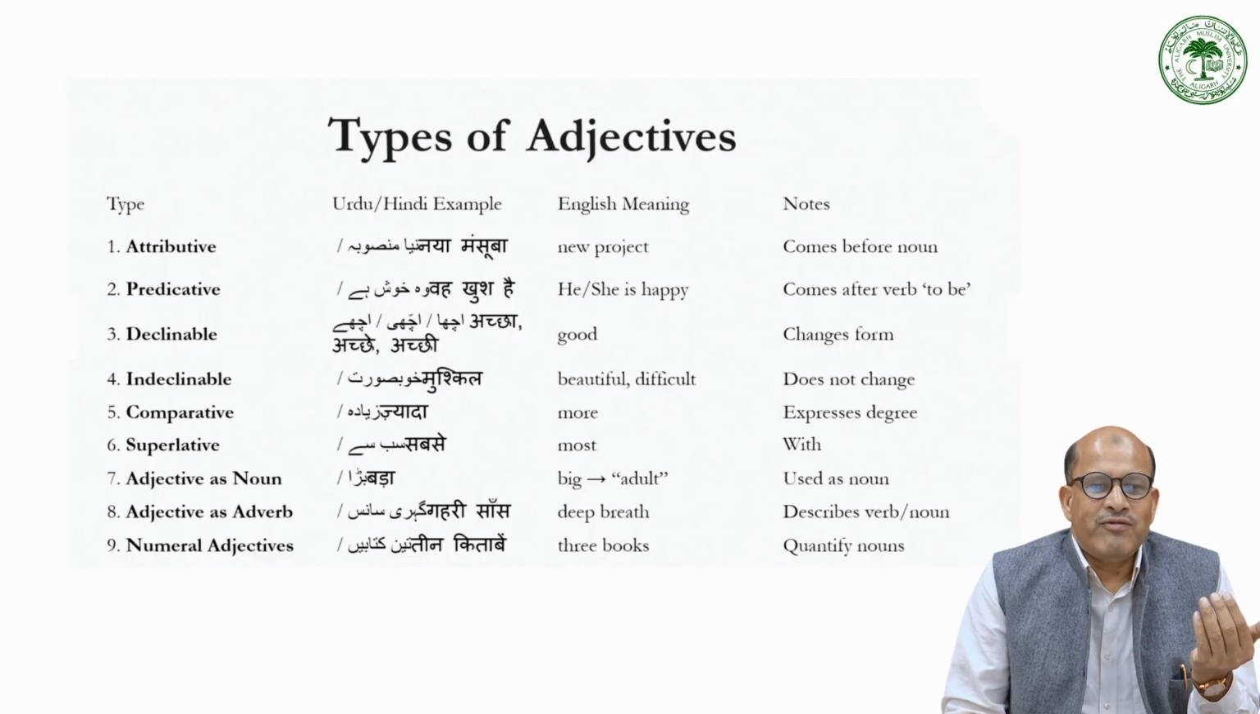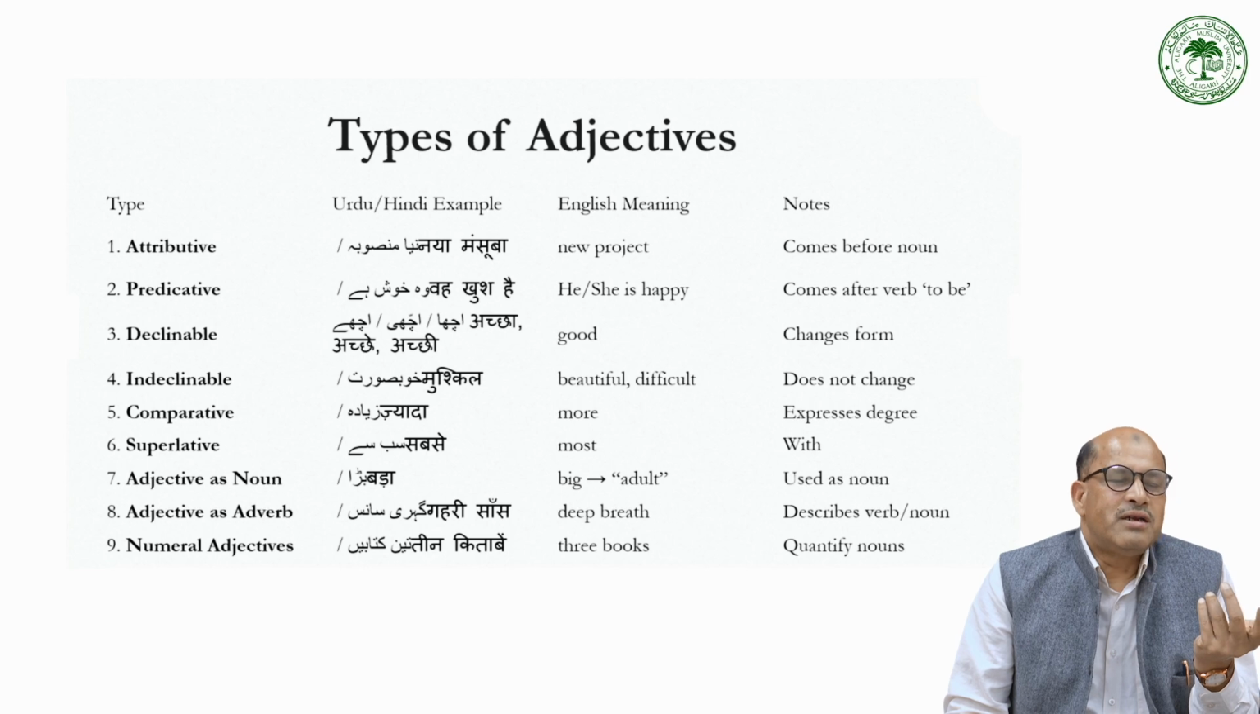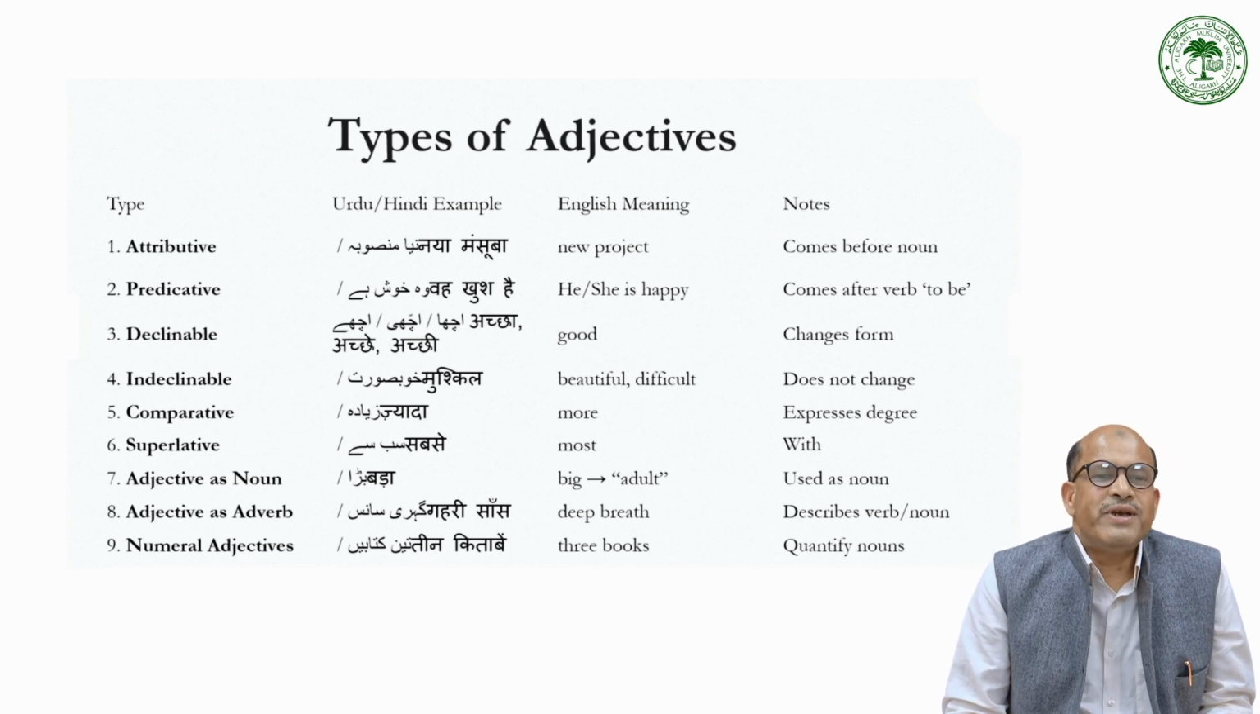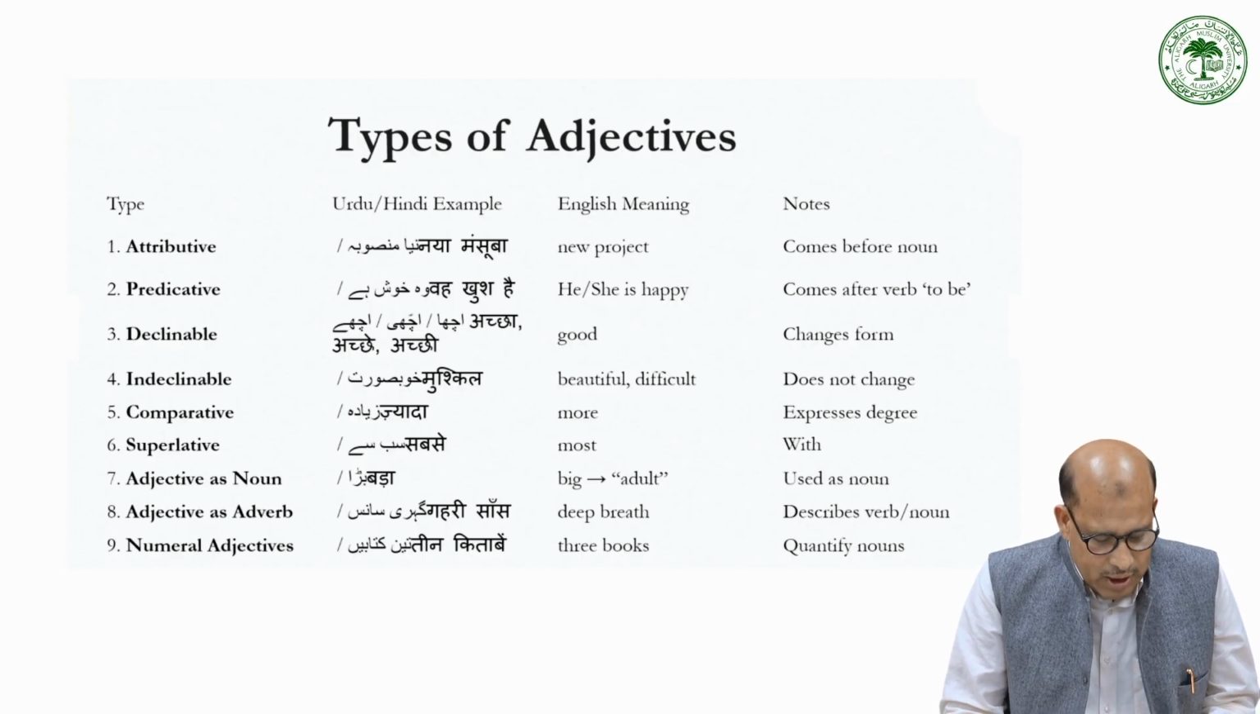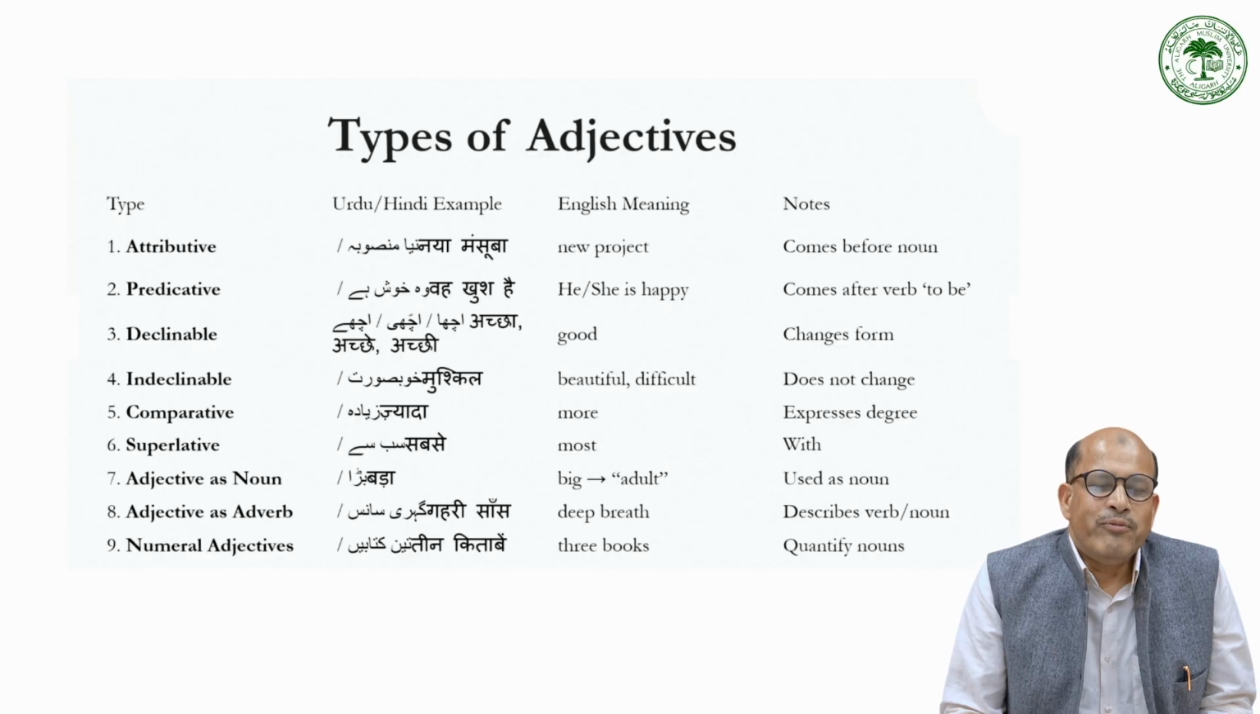And adjective as adverb we use gehri saans, deep breath, describing verb or noun. Then also we have numeral adjectives like teen kitabein, quantifying the noun by using the number. So this is basically how it works in adjectives in its various types. So this is basically a simple chart where you can have these types by knowing attributive, predicative, declinable, indeclinable, comparative, superlative, adjective as noun, adjective as adverb, and numeral adjectives by using the number.